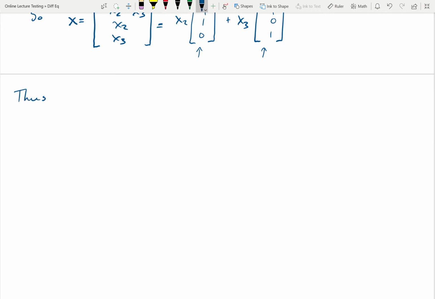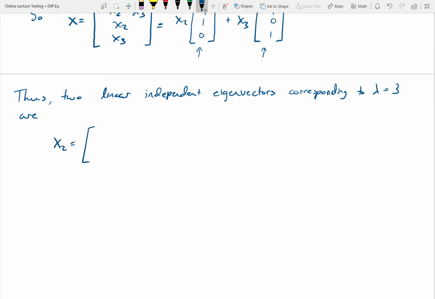So thus, two linearly independent eigenvectors corresponding to lambda equal to 3 are x2 equal to -1, 1, 0, and x3 equal to -1, 0, 1.